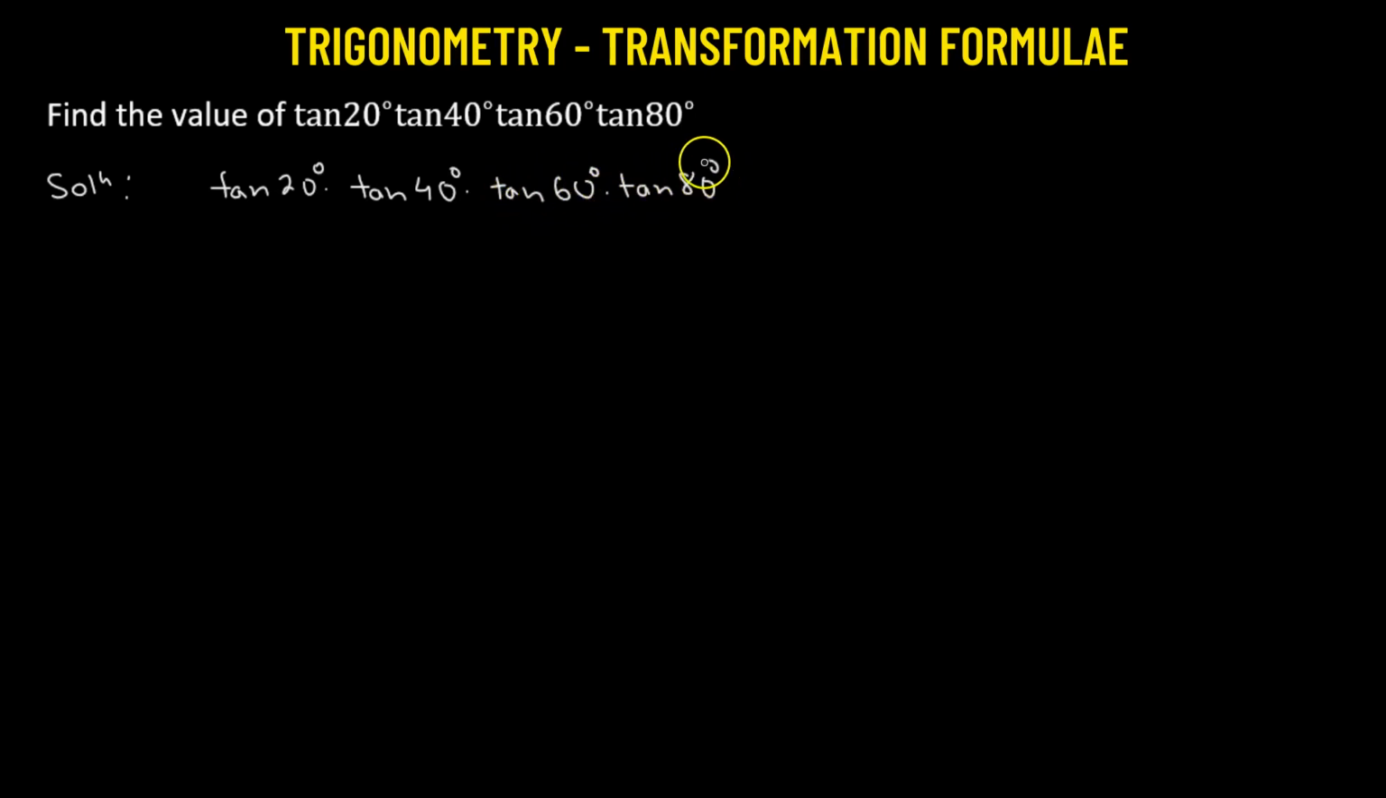Now, except for tangent of 60 degrees, we do not know the values of any of the other tangent functions. So let's use the value of tangent 60 degrees, which is a standard value of square root of 3. So we get square root of 3 multiplied by tangent of 20 degrees times tangent of 40 degrees times tangent of 80 degrees. Now let's convert the tangent function to its equivalent sine and cosine form.